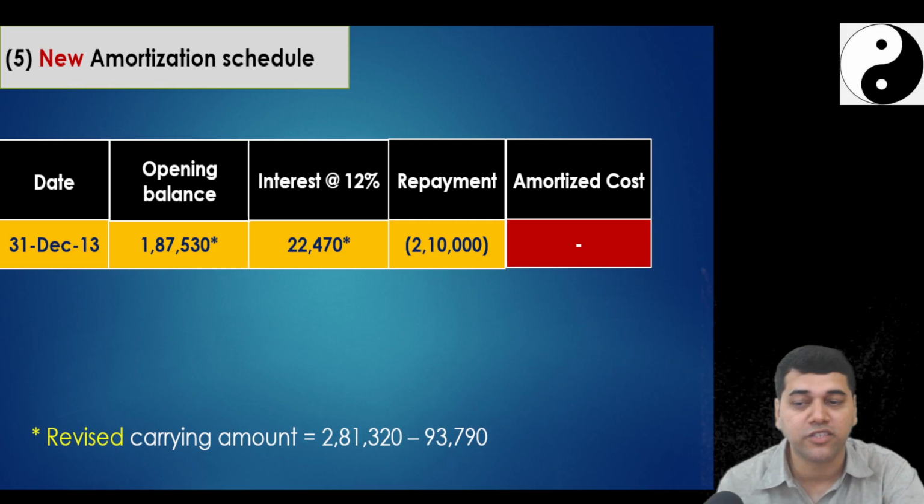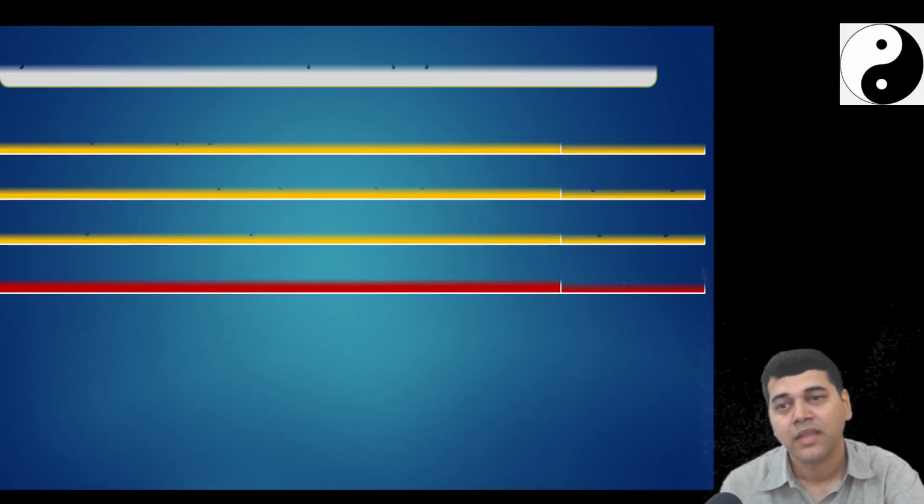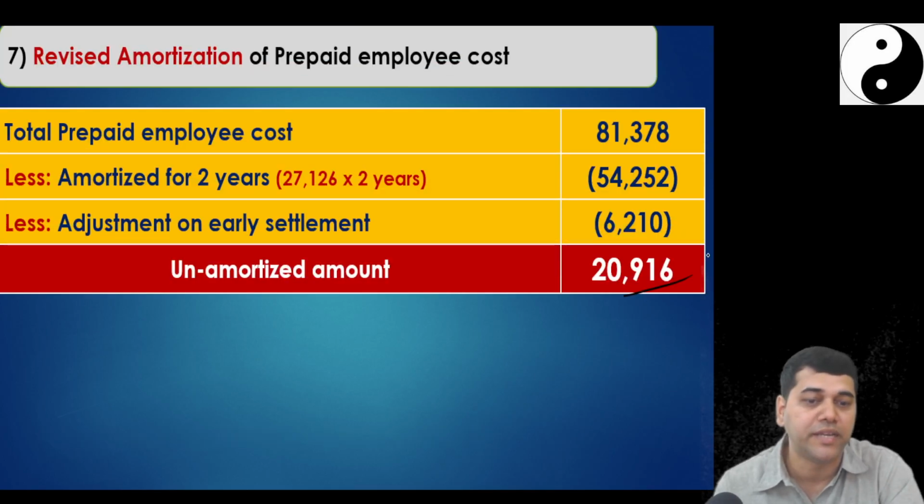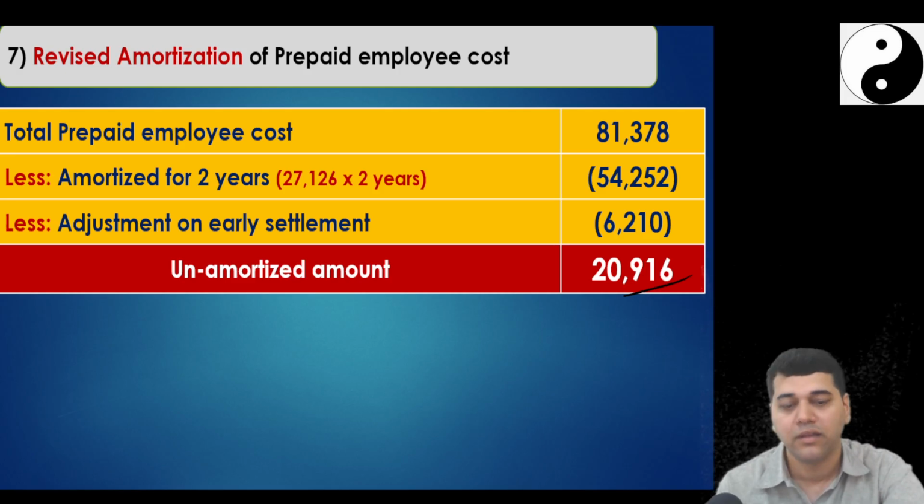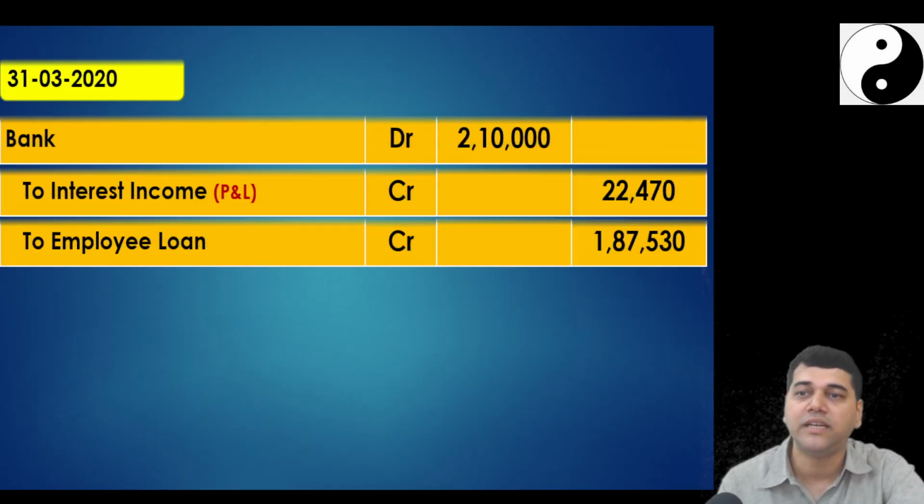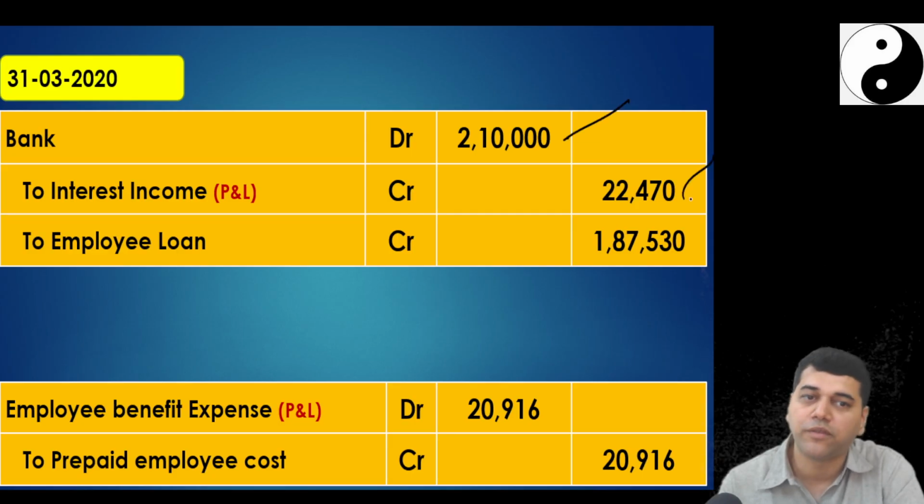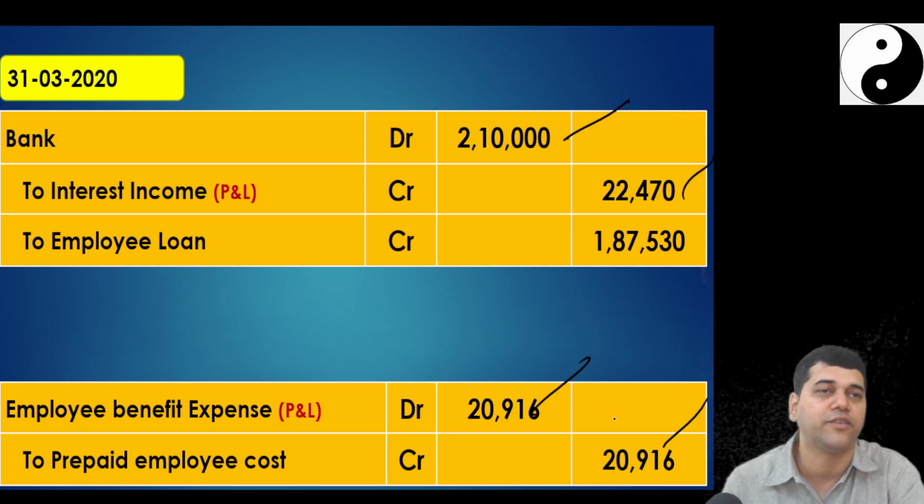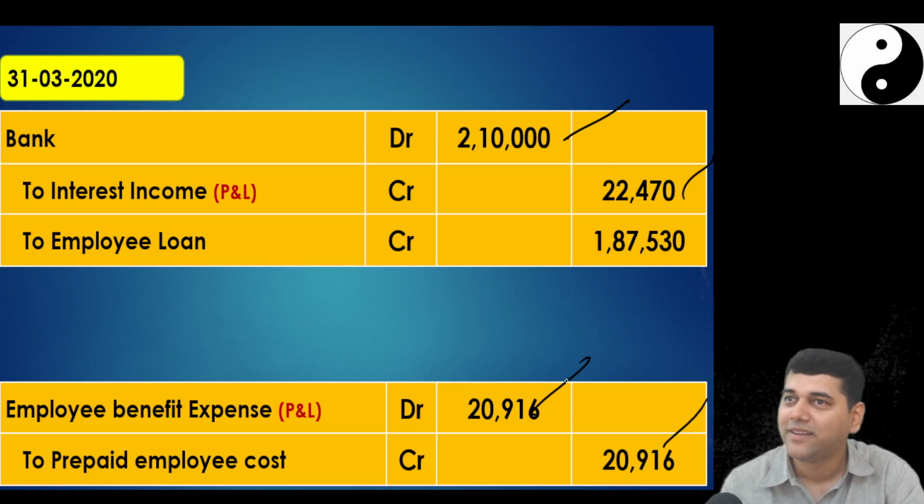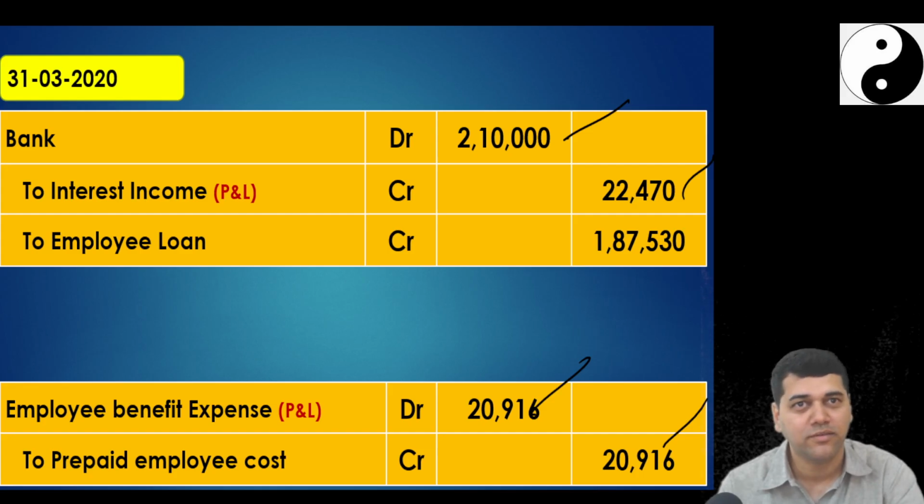So I will do the amortization schedule because only 1 year is left now. And the last revised carrying amount will be the 2916 unamortized amount, because with only 1 year there is no division by 2 again. And finally, I'll pass the entry bank interest income to employee loan. I will take this from the revised amortization schedule, 2916, 2916. Did you get these numbers? It worked out perfectly. So you need more practice now.